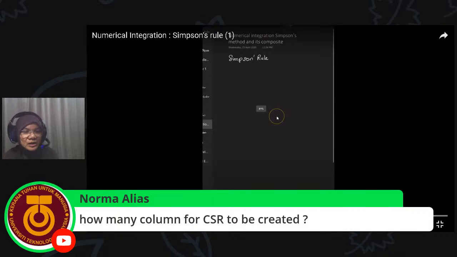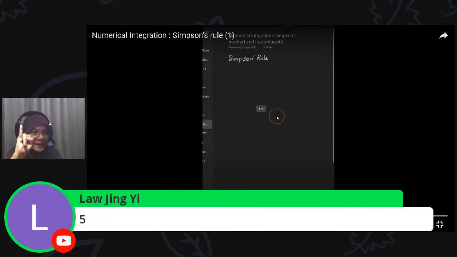My question is how many columns they need to create for the composite Simpson's rule? 5, because xi you generate by your own based on the n and h given in the question, and then F0 plus Fn, and then the summation of Fi odd and the summation of Fi even. For odds you need to times 4, for even you need to times 2. So the formula is h divided by 3 times a plus 4b plus 2c, where c is the summation of Fi, i is even.